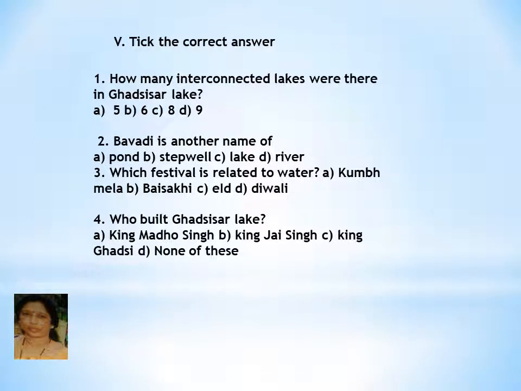How many interconnected lakes were there in the Gursasar Lake? 5 or 6 or 8 or 9? Bhavdi is another name for pond, stepwell, lake, river. Which festival is related to water? Kumbh Mela, Baisakhi, Eid, Diwali. Who built Gursasar Lake? King Madho Singh, Jai Singh, Ghadsi, none of the above. It's very, very simple, children. You can finish writing.